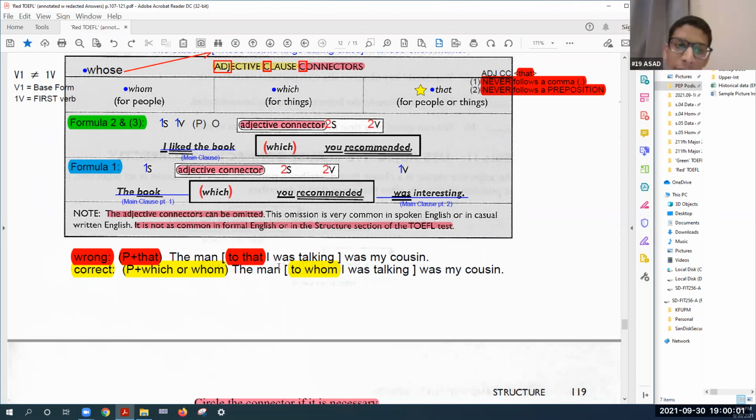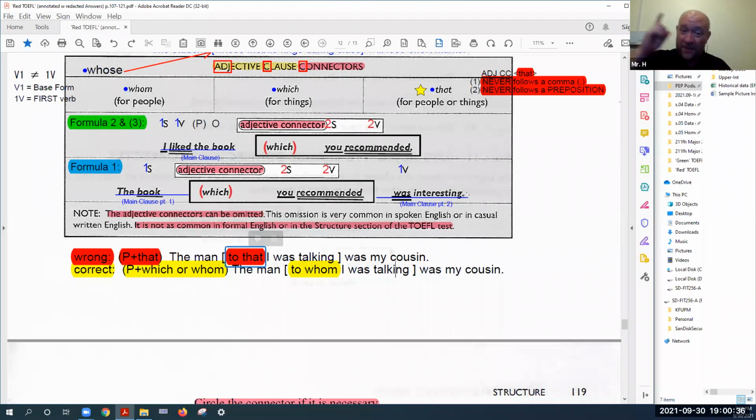And if I say the man who I was talking to, in TOEFL you lose marks because who is only for the subject. Remember, who is a subject. It should be whom. The man whom I was talking to, or the man to whom I was talking. This is formal TOEFL. Okay? To whom. Never say to that.